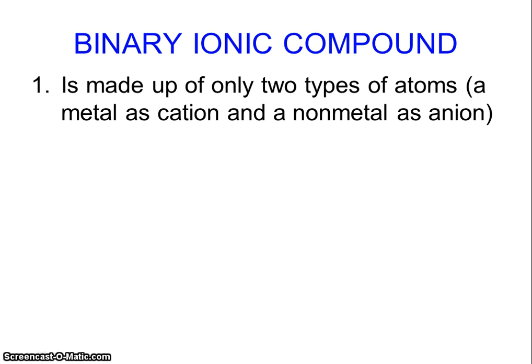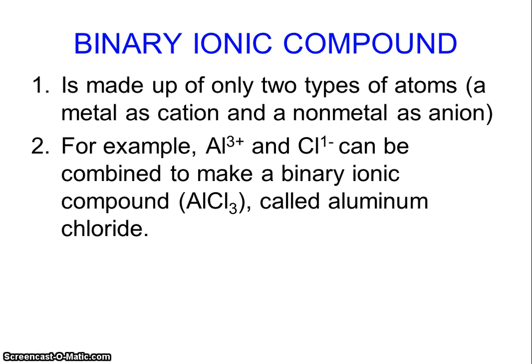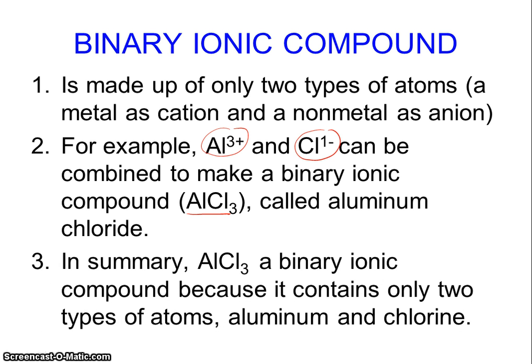A binary ionic compound is made up of only two types of atoms, a metal as cation and a nonmetal as anion. For example, aluminum cation and chloride anion can be combined to make a binary ionic compound, AlCl3, called aluminum chloride. In summary, aluminum chloride is a binary ionic compound because it contains only two types of atoms, aluminum and chlorine.